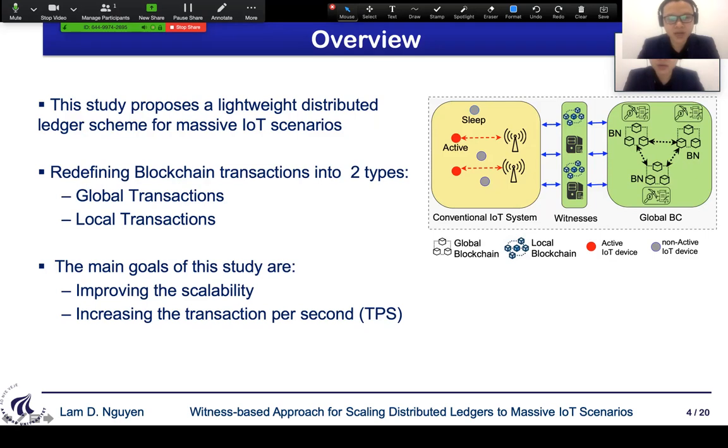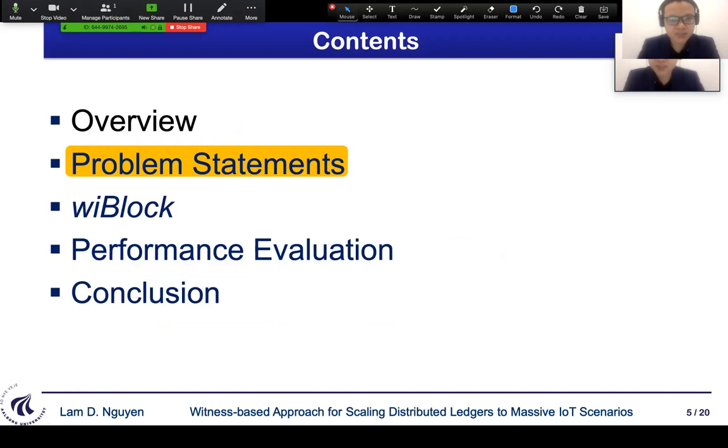The main goal of this study is, first, to improve the scalability of the global blockchain by introducing the witness system. The witness system will process a large amount of local transactions, leaving only global transactions for the global blockchain. And second, with the witness system, it will increase the transactions per second and the confirmation time of the system. Now we move to the next part.